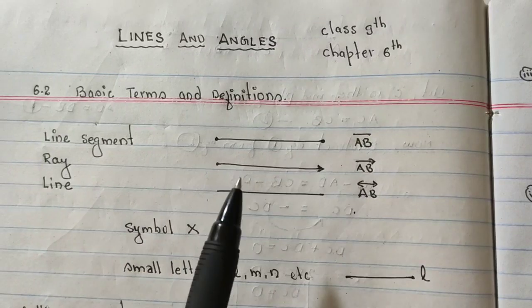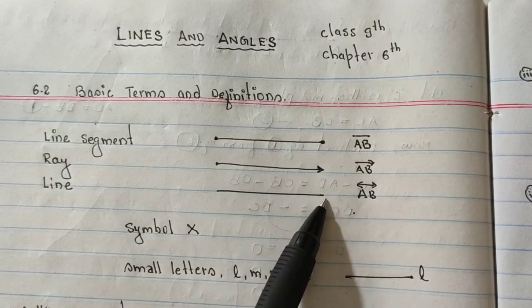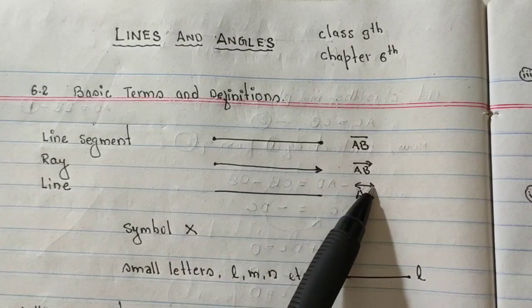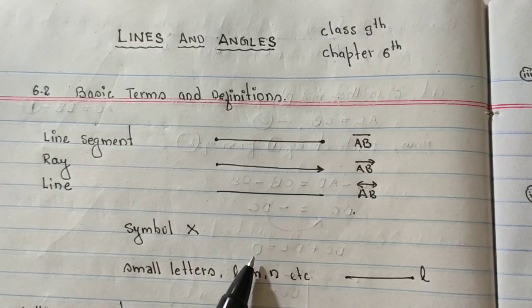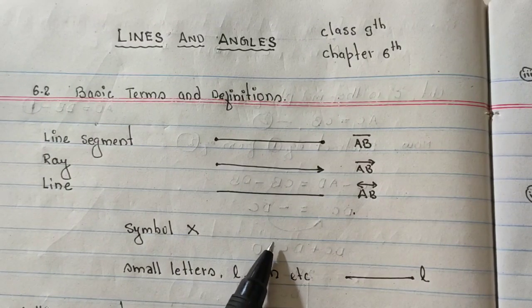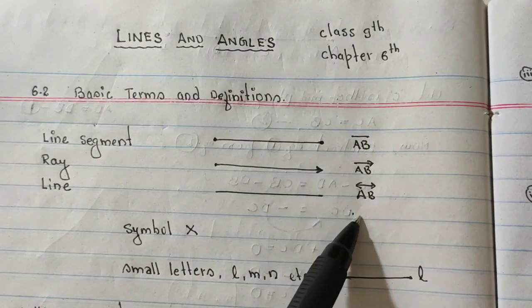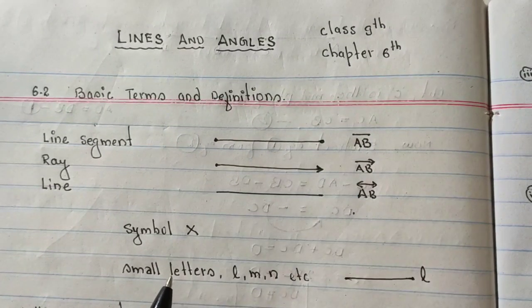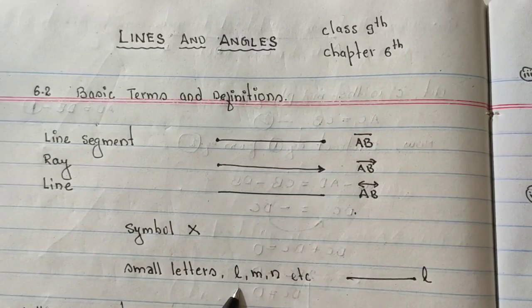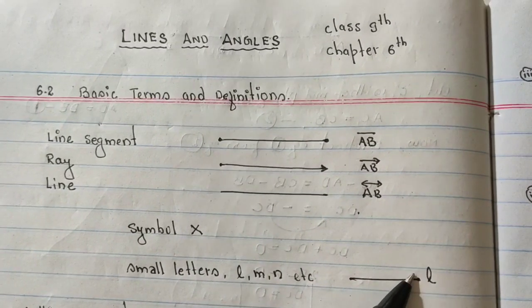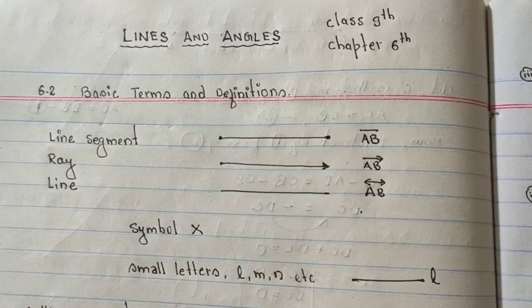What is a line now? A line is a simple straight line drawn, which is represented by having two arrows on both ends. But in this chapter we are not going to represent any line segment, ray or line like this. We will only denote a line segment, a ray or a line by small letters, like line L, line segment L, or ray L.